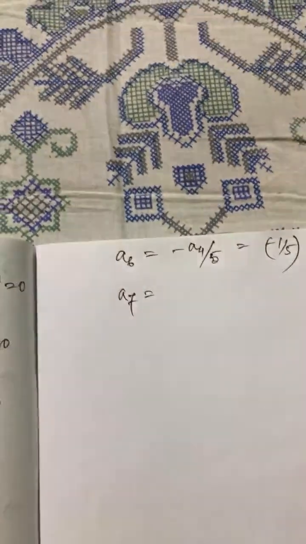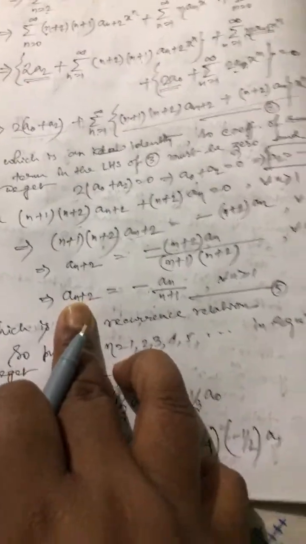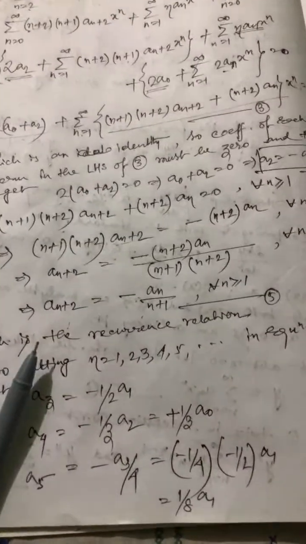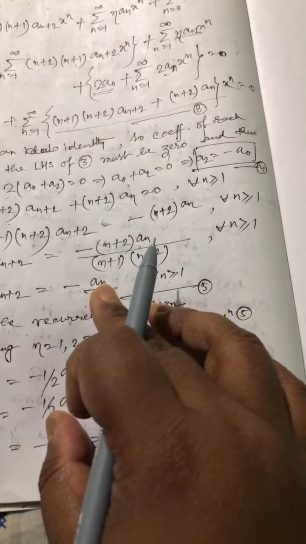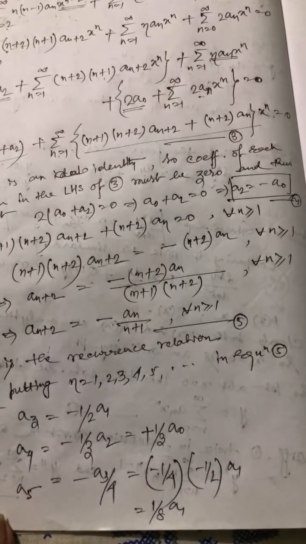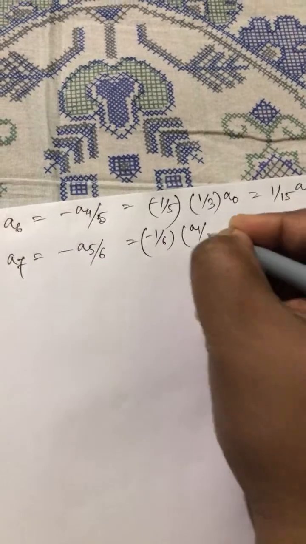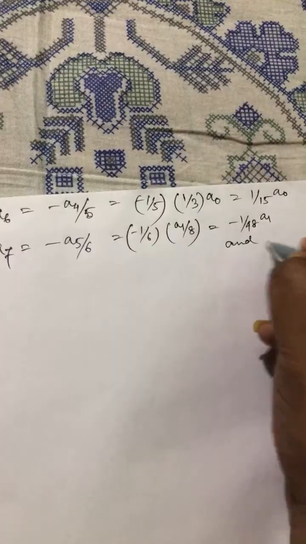Then putting n equals to 5, you will get a7. That means minus a5 by 6. a5 is what? 1 by 8 of a1. And so on.